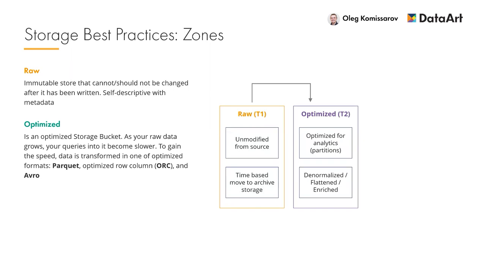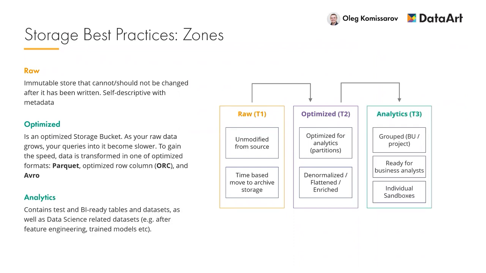In the optimized zone, you store data optimized for reads and for performance. If you keep adding data to your raw storage, over time your performance will decrease. The optimized zone is created by converting files from the raw zone to read-optimized formats such as Avro, ORC, or Parquet. And the optimized zone is, you know, the primary zone for all analytics in the system.